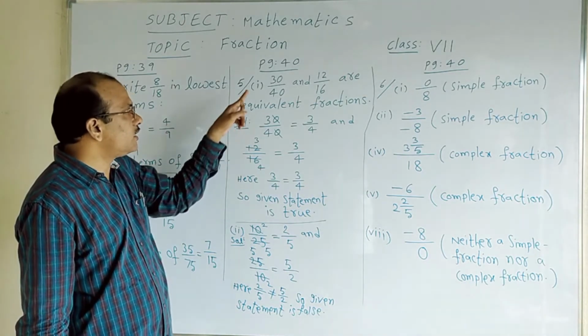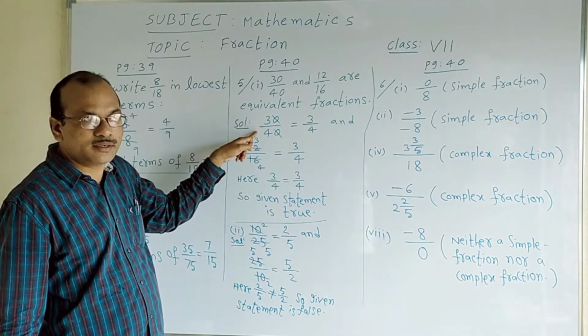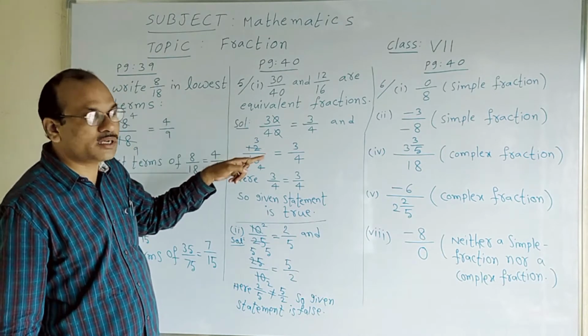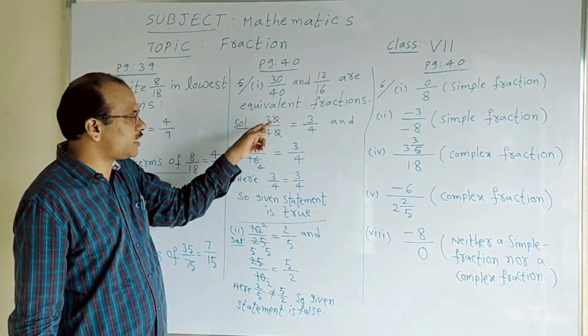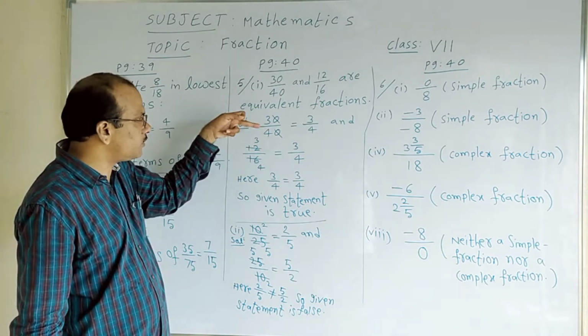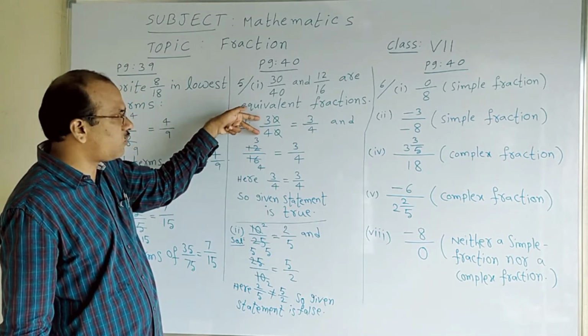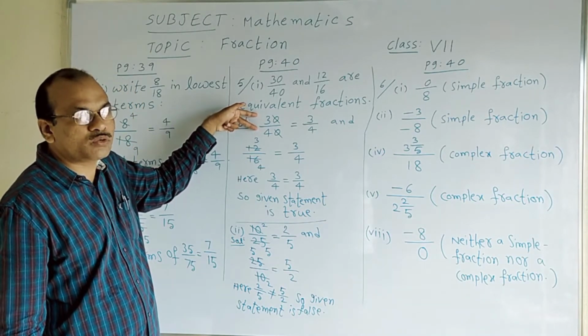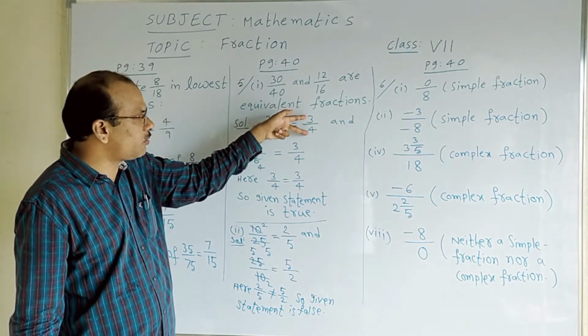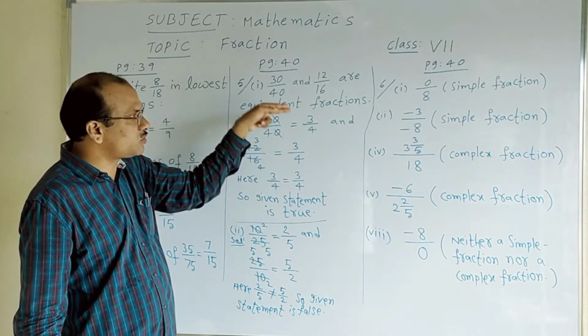Let us see. 30 by 40 I have taken and started the cancellation. The 0 and 0 which are given at the last were cancelled. The remaining part, 3 by 4, has no common table to cancel again. So 3 by 4 is the answer for the first fraction.